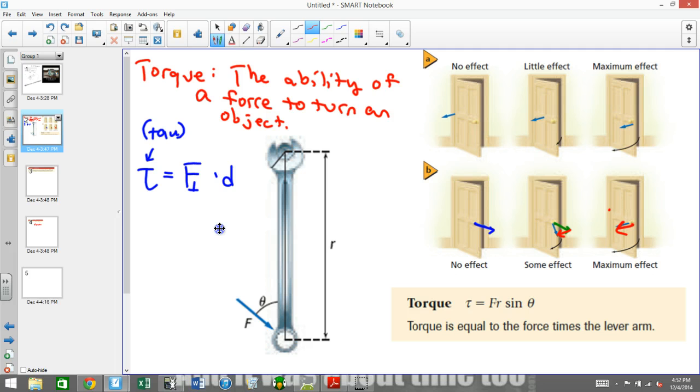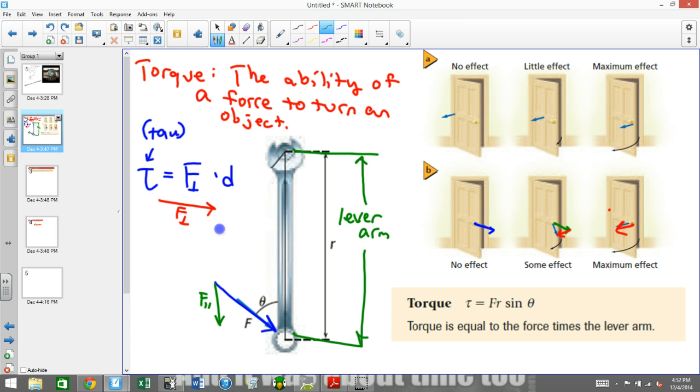So for instance, here's a wrench that I've got, and I've got a force that's pushing on this wrench. We call this the force parallel, and we'll call this the force perpendicular. This is the one we want. And then this distance right here, we call it the lever arm. It stands for D. D is the lever arm. In this case, we'll put R in that, and you can find the torque of this.